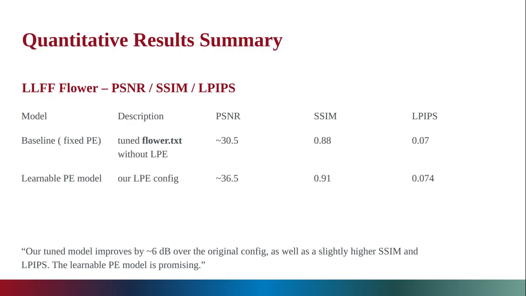These are the results for the baseline and the new model. As you can see, the PSNR had a huge jump of 6 decibels for the learnable positional encoding model. The SSIM and the LPIPS also slightly improved compared to the baseline.